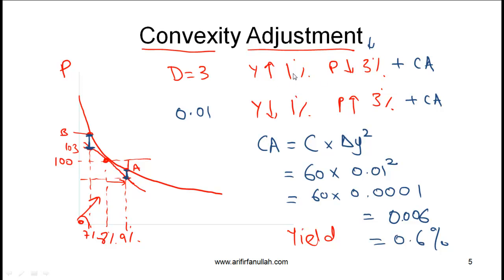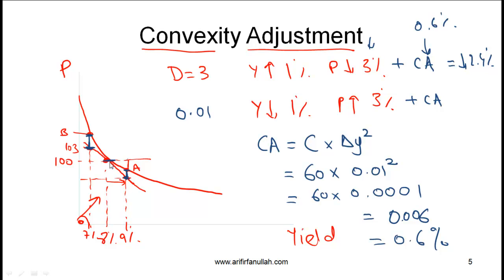So now what we are saying is that in both cases we make this convexity adjustment. So when the yield goes up by 1%, the price goes down by 3%, plus we are adding this convexity adjustment that we now know is 0.6%. So effectively we are then saying when we factor in the convexity of the curve, when the yield goes up by 1%, the price should go down by 3% and then make the convexity adjustment. So the overall impact will be down by 2.4%. So this makes more sense, because as we go from that starting point to point A, we now know that this is down by 2.4% and not down by 3%.